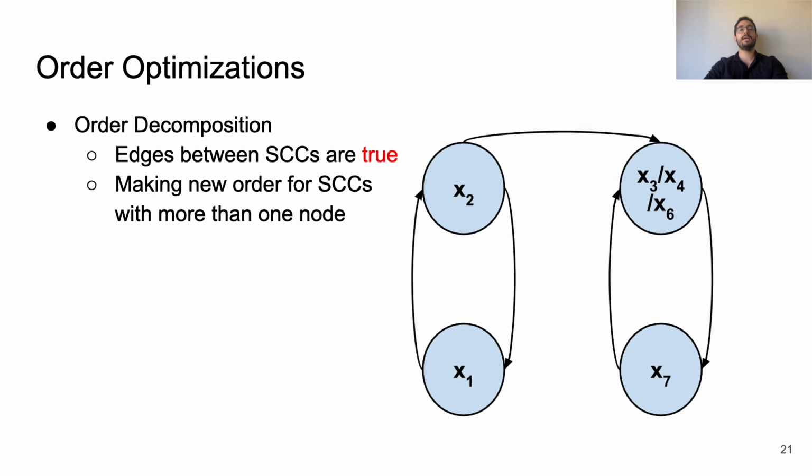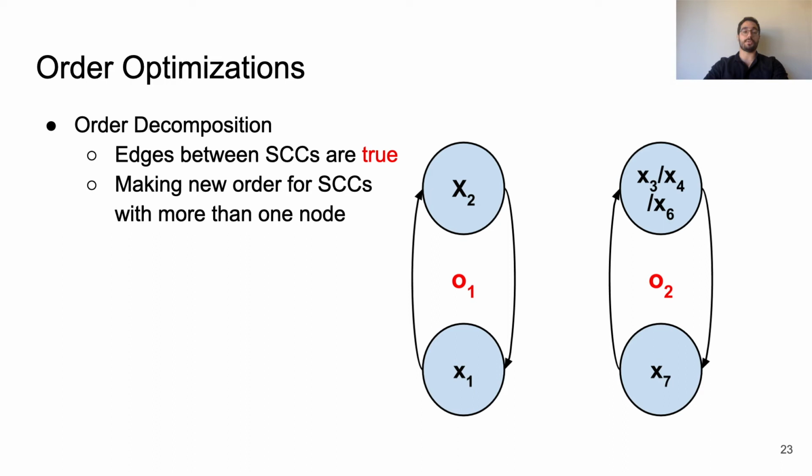Lastly, Satune can optionally enable order decompose optimization. The core idea is to run a strongly connected component, or SCC, analysis on the order graph, and the edges between SCCs can be considered to be true and be removed from the graph. As a result of all these optimizations, the initial order example with 7 items is reduced to 2 simpler order constraints with 2 items. I presented the case for total orders, but Satune implements a variation of these analyses for partial orders also.